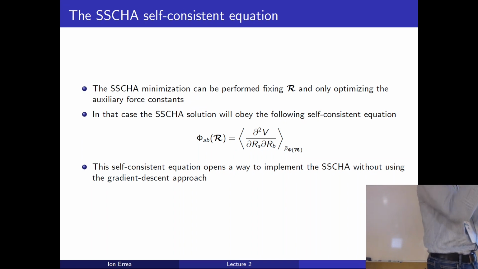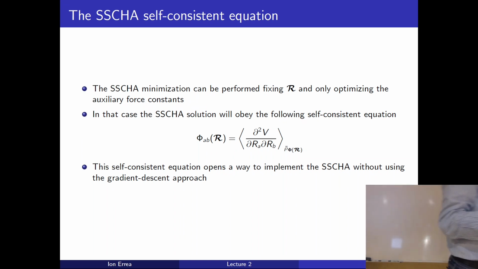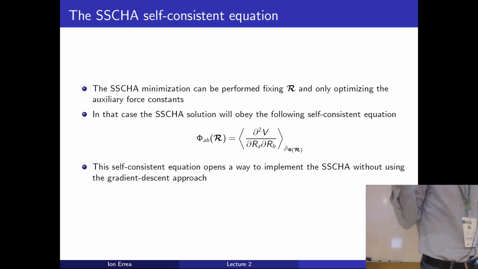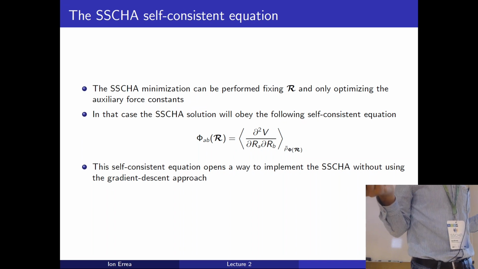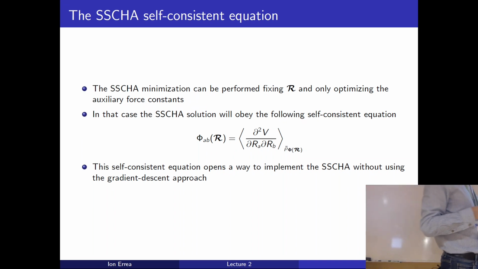So you start with some force constant. You calculate this quantum statistical average, okay? You obtain some auxiliary force constant. You create a new density matrix. You calculate again this derivative, and so on and so forth, until you find self-consistency, and that can be a solution of the SHA. It's equivalent to what we said, right? This opens another way of implementing the SHA, okay, that we are not really following. We do the gradient descent minimization, but this equation can be used for some implementations of the SHA as well.